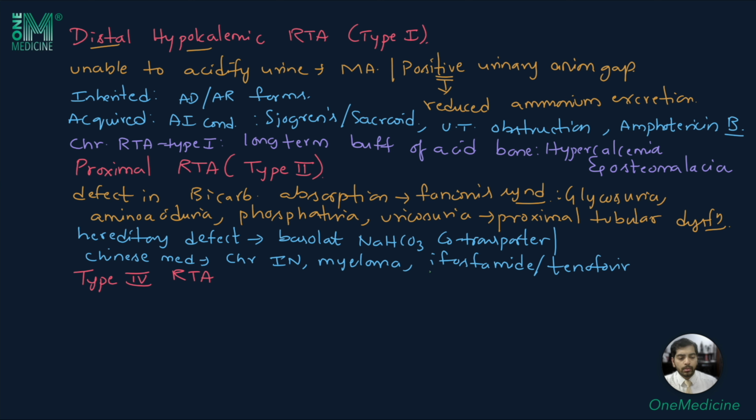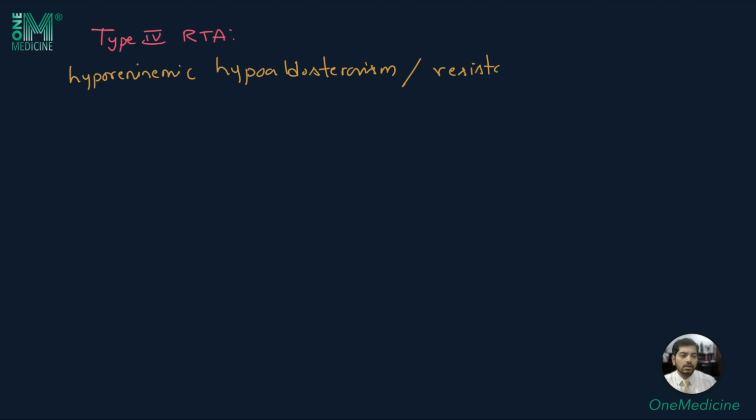Treatment for type 2 renal tubular acidosis is high dose sodium bicarbonate therapy, but it may precipitate or worsen hypokalemia. Bicarbonate is given in the dose of 5 to 15 millimoles per kg per day. The type 4 RTA may be due to hyporeninemic hypoaldosteronism, or it can be due to resistance of distal nephron to aldosterone.